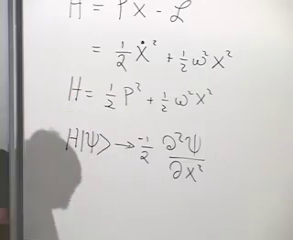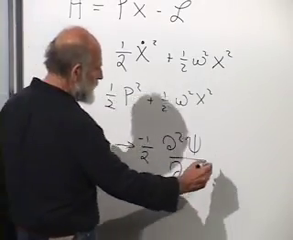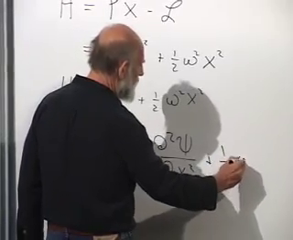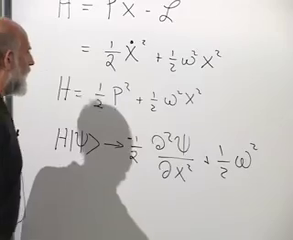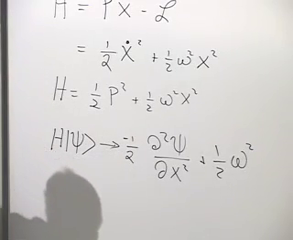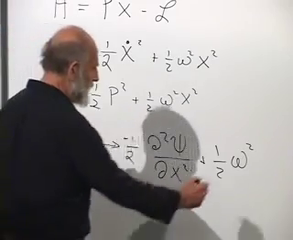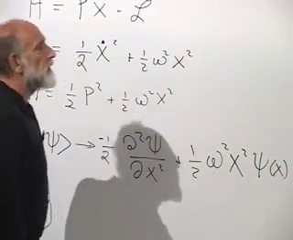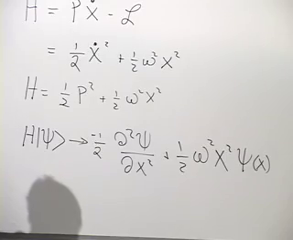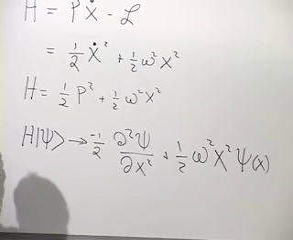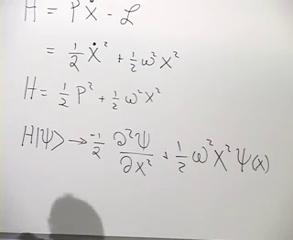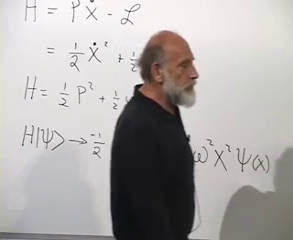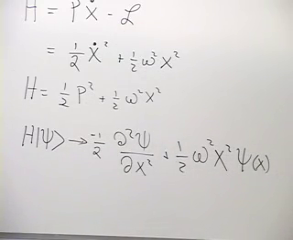Right, that's the first term, that's the p squared. And then the second term is just plus 1/2 omega squared x squared times psi of x. Right. That's the action of the Hamiltonian on psi. But what is the Hamiltonian for? The purpose of the Hamiltonian, two purposes for the Hamiltonian. One of them is to tell you how the vector changes with time. So let's write out the Schrodinger equation.